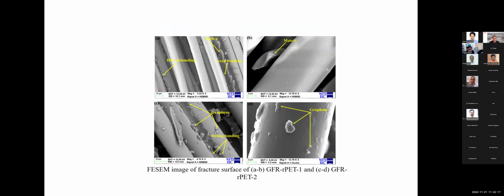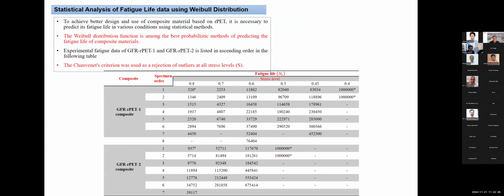This is again a simple imaging which is telling us something about what is inside the system. Just an observation; not many conclusions can be drawn out of these images. Then we go to the statistical analysis, as we were referring to time and again, the Weibull distribution. So we have analyzed this data using two parameter Weibull distribution. For doing that, we need to put the data in ascending order here.